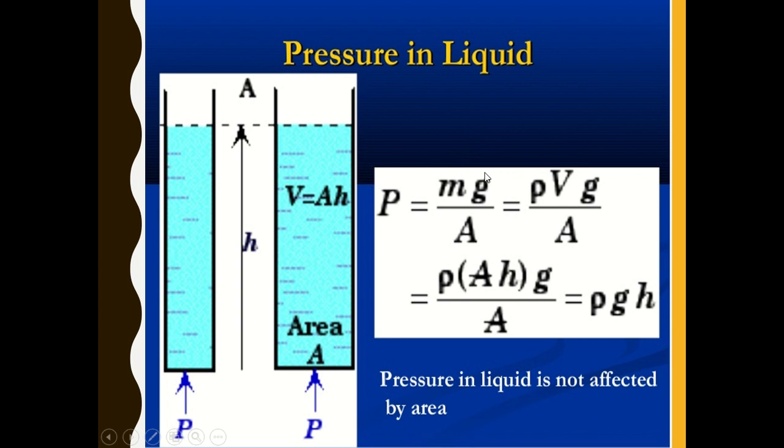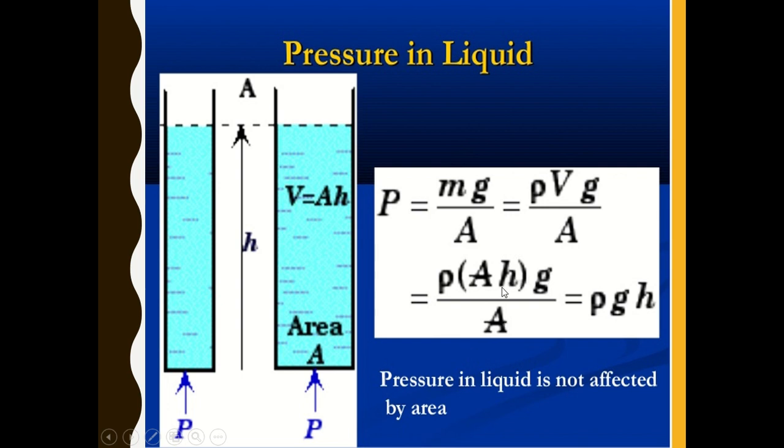You can't use this formula to find out the pressure at any point under the sea. So you have to use this formula rather than that formula. Again, you know, density equals mass per unit volume. So mass equals density into volume. That means rho Vg divided by A. Again, I have shown you V equals AH. So rho into AH into g divided by A.